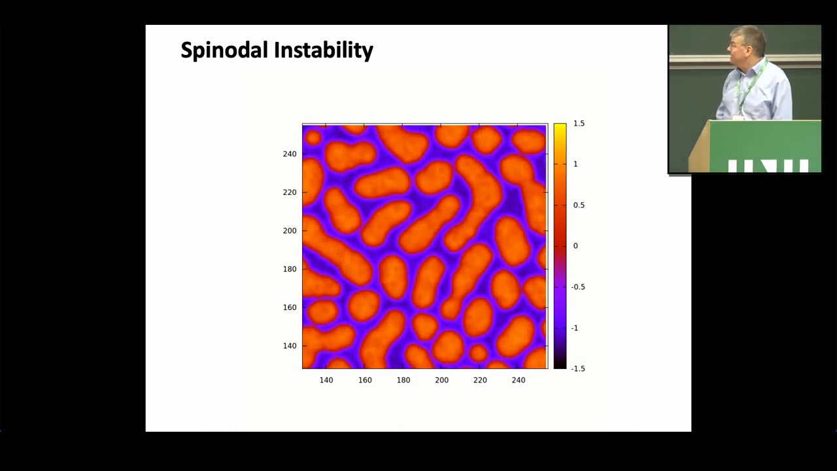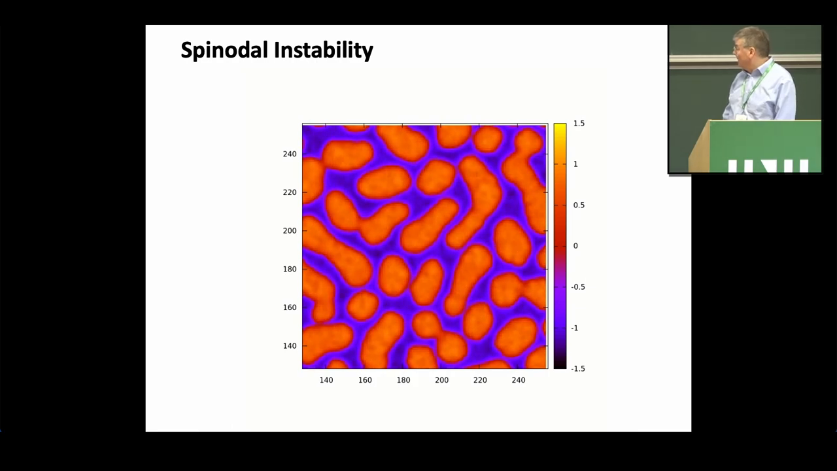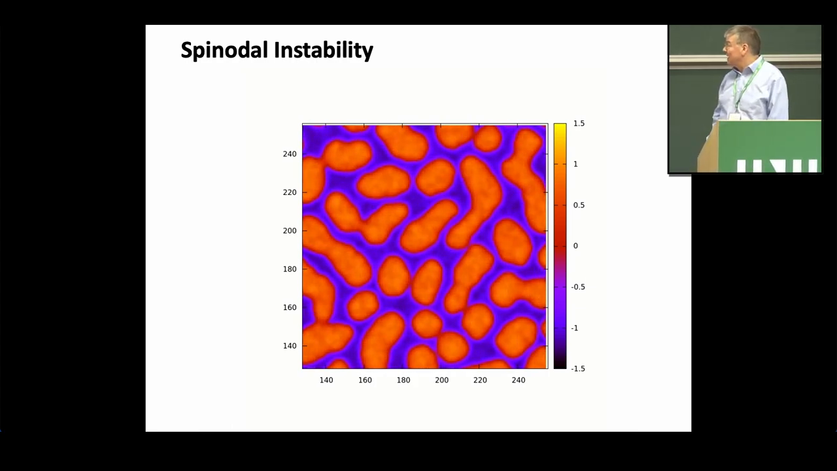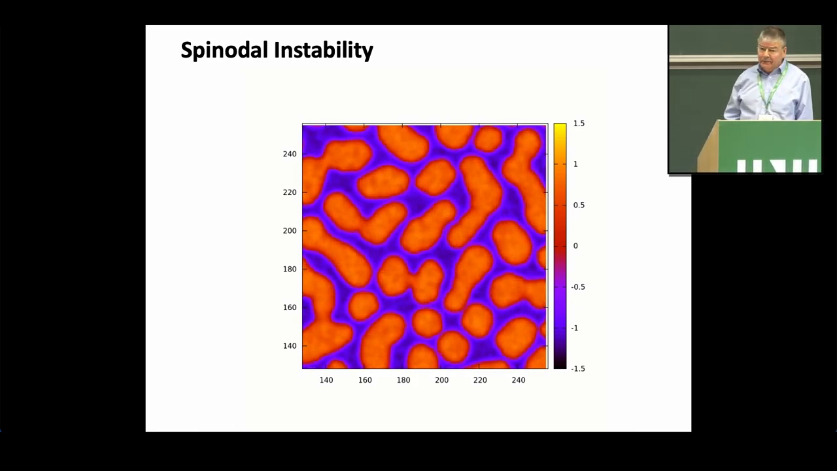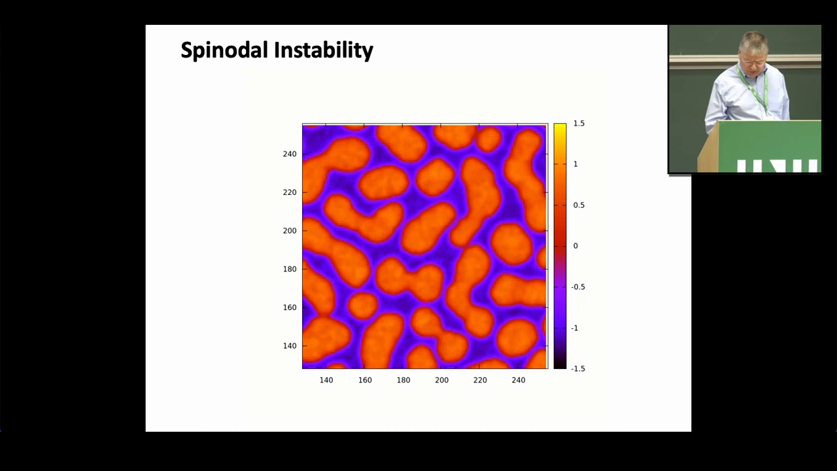And then the structure that you get by the spinodal process starts to coarsen. So this movie could be run a long time. It coarsens very slowly. It will eventually phase separate completely by this, what's called the late stage spinodal process.